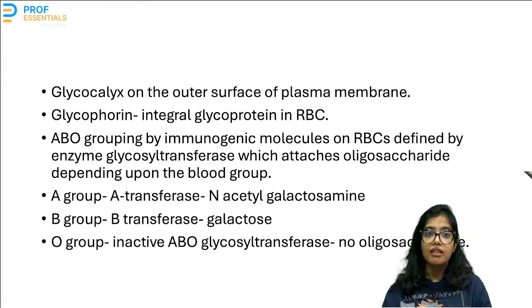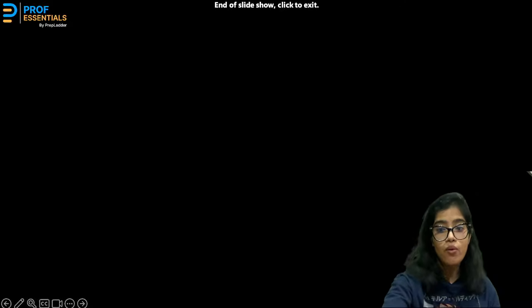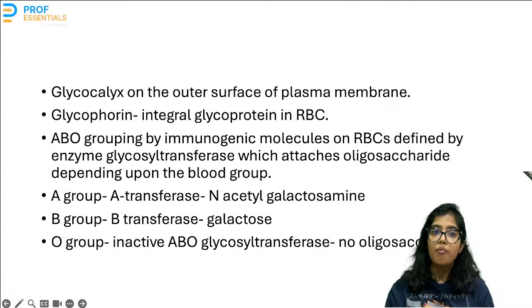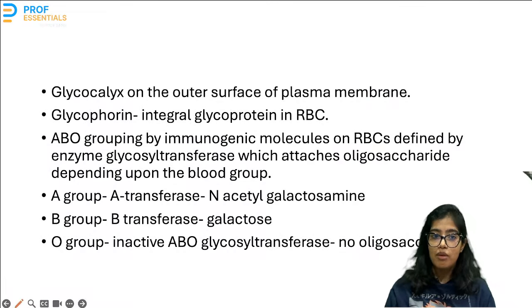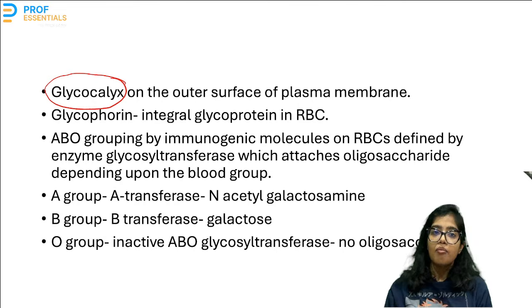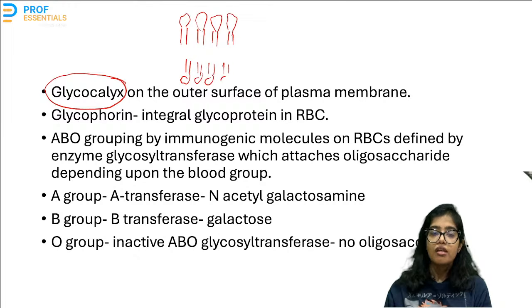Next are glycocalyx. Okay, so what are glycocalyx? Glycocalyx is an important component of the outer surface of the plasma membrane. You know that the plasma membrane contains a bilayer of phospholipid, right? And on the outer surface of the phospholipid bilayer, there are a few saccharide molecules which are known as glycocalyx.